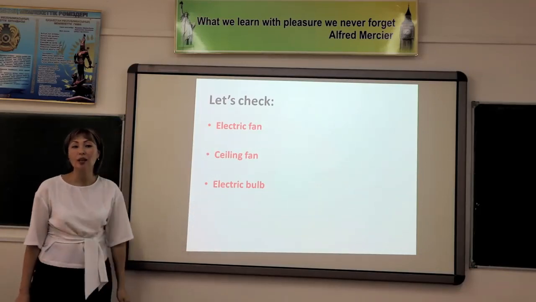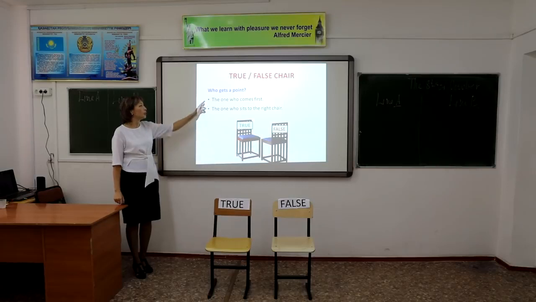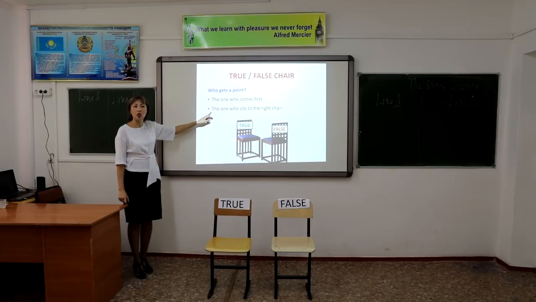Okay? Next task. Now guys, we are going to play the game True False Chair, because we have listened to the video and you understood everything, I suppose. Your task is, you are given two teams, line A and line B, and who gets a point in this game? The one who comes first and sits on the right chair. True chair and false chair. Is it clear? Yes, it is.